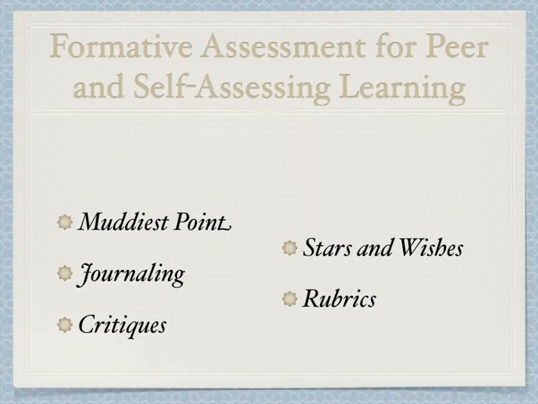Stars and Wishes is an activity where students write down 2 things that they really like and 1 thing they wish would be different. So the students identify 2 things they especially liked about another student's work and 2 significant things they learned about it. They then make 1 wish for improvement.